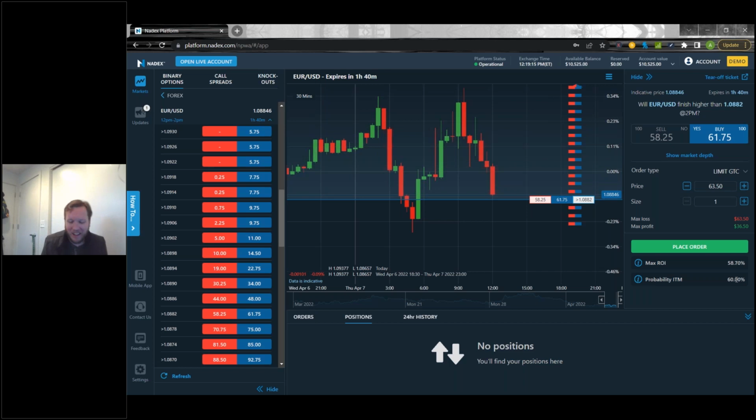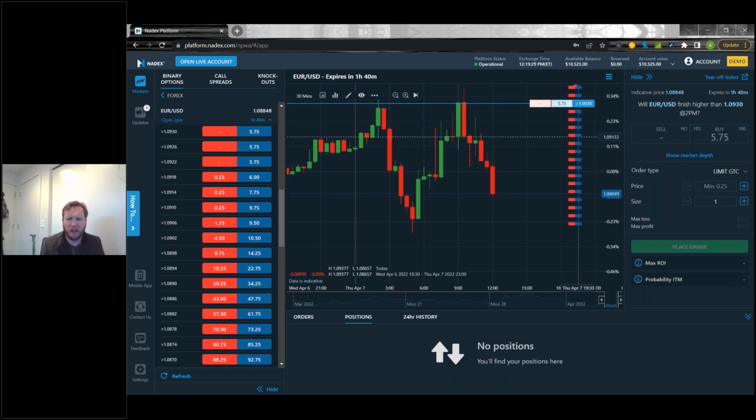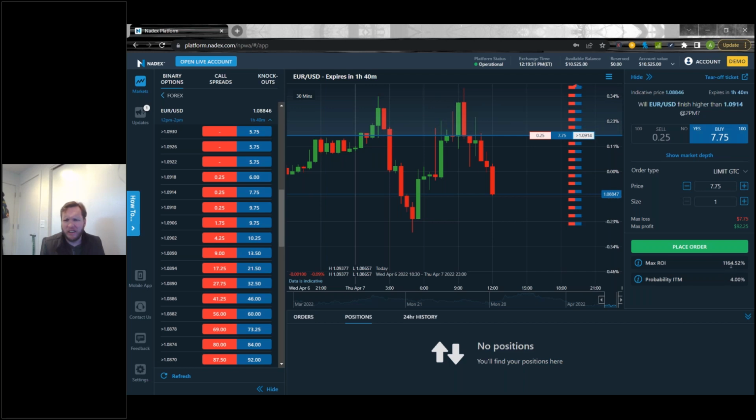If that's a little bit unclear, let me know in the comments, and I will go back and explain it a little bit further. But it is always nice to see these ROI and probability in the money numbers, and you'll always notice that if you go up to, let's say, a contract up here, these are going to be inversely related, right? So as max ROI goes up, your probability is going to go down. As probability goes up, your max ROI is going to go down. It sort of makes sense, right?